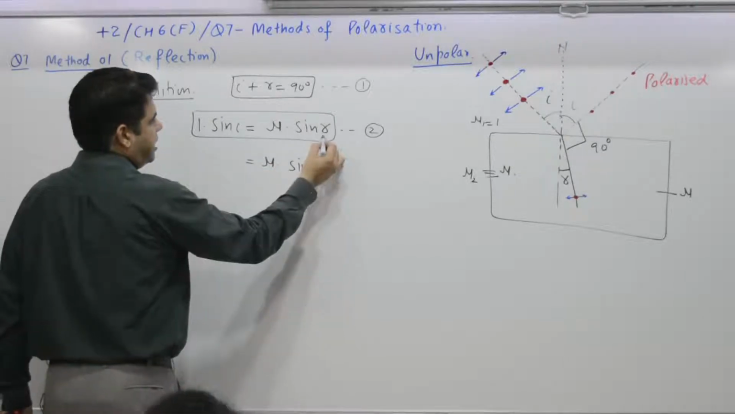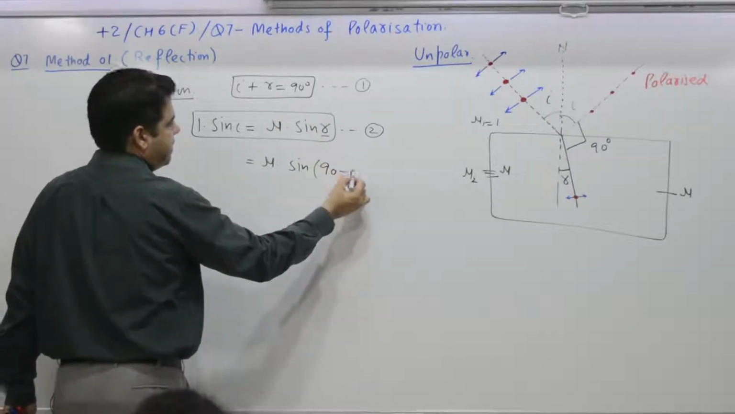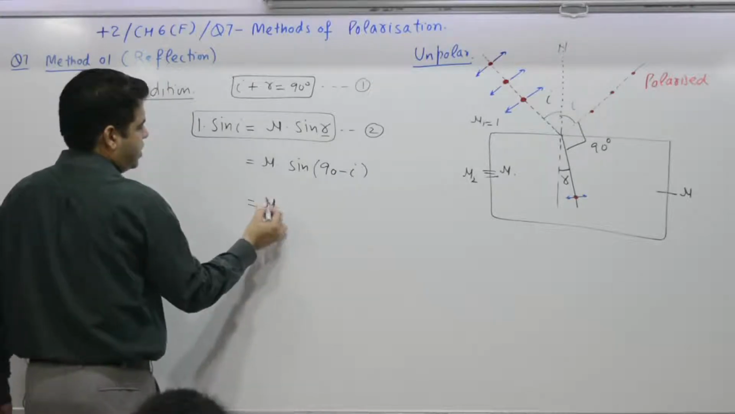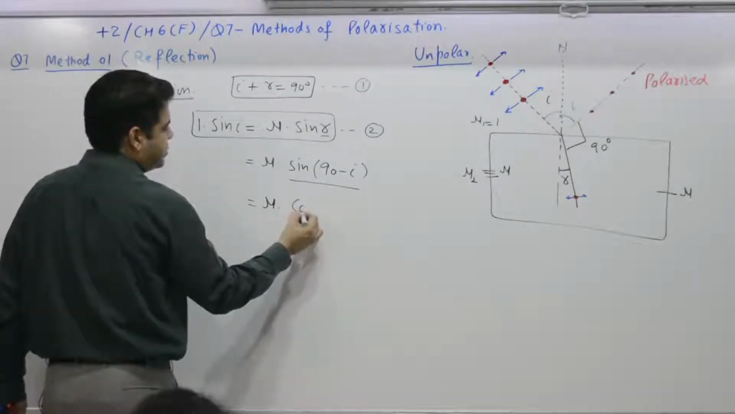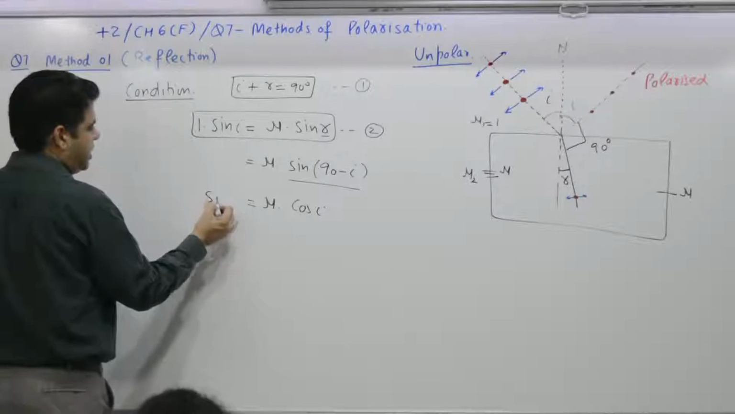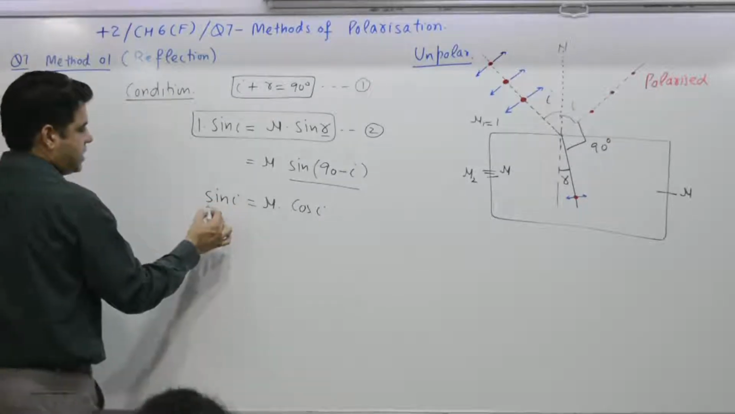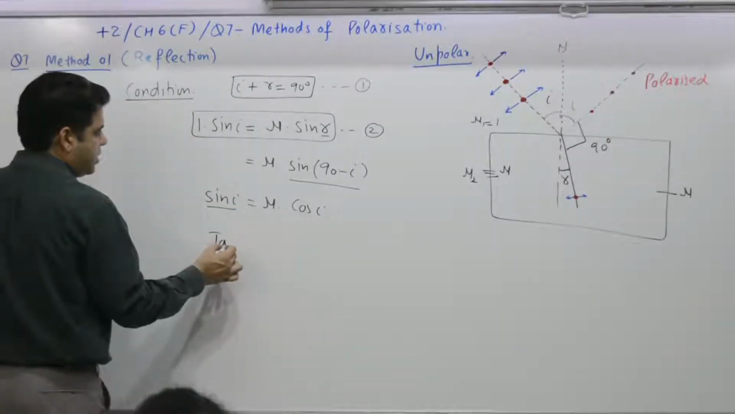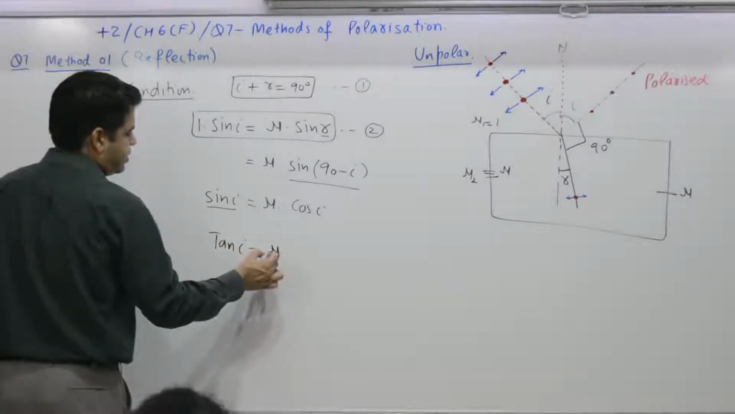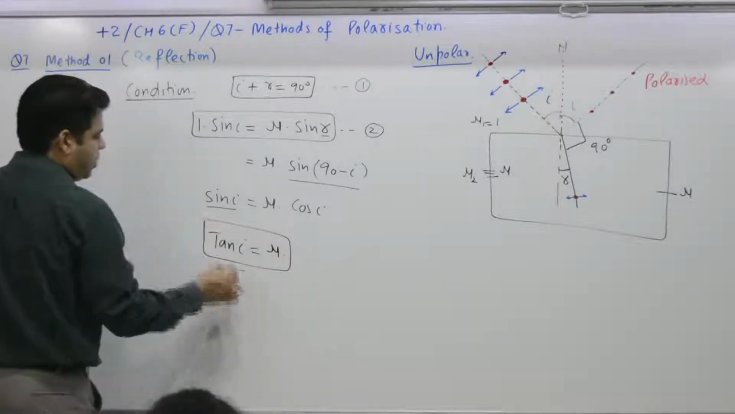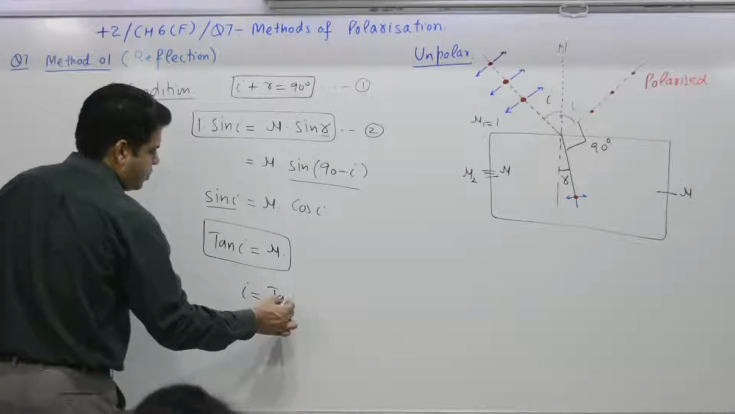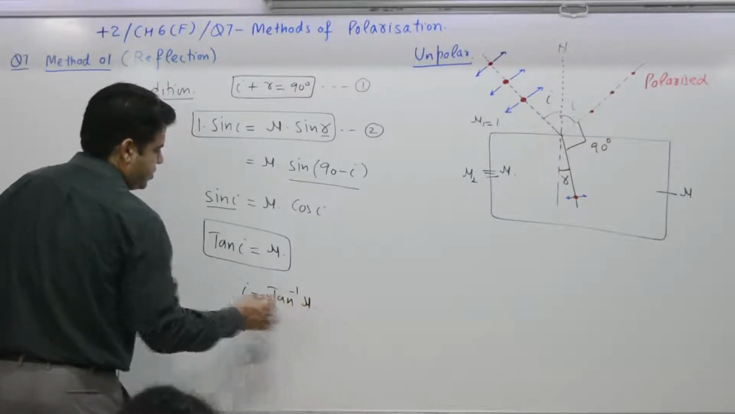Sine R. R is equal to what? 90 minus I is equal to what? Nu sine 90 minus I is what? Cos I. So sine I is equal to this. Sine I by cos I is what? Tangent I is equal to nu. Or I is equal to tangent inverse nu.